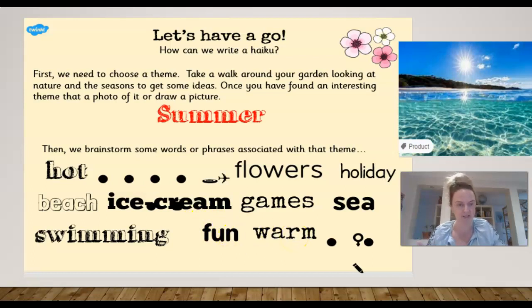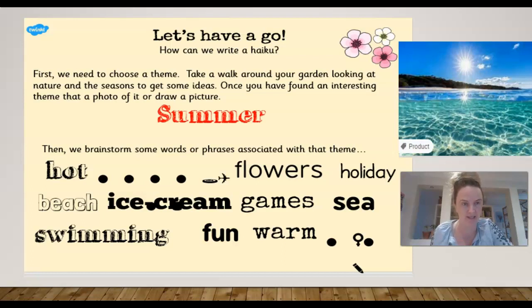Okay, so there are lots of things that make me think of summer, and looking at that photo, that's where I got lots of my ideas from. I can see the sea. I can imagine that there's some flowers over in that garden. It looks hot. I could imagine eating an ice cream on the beach.